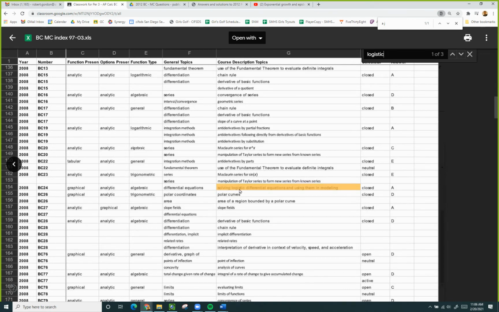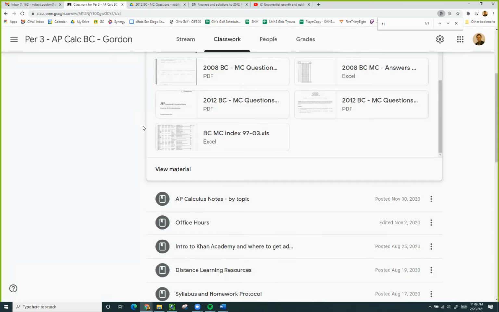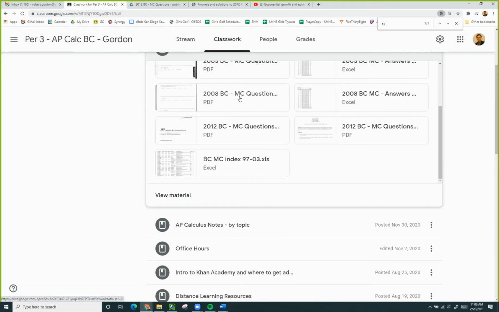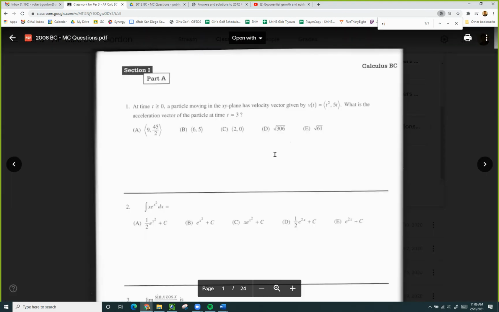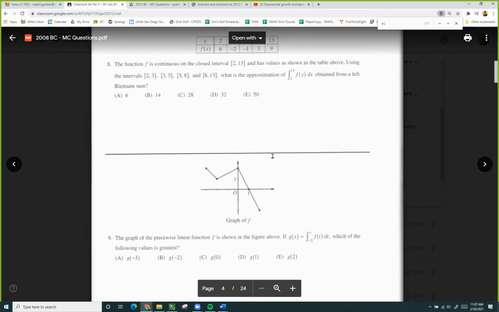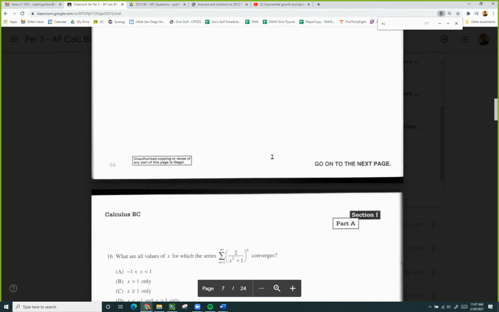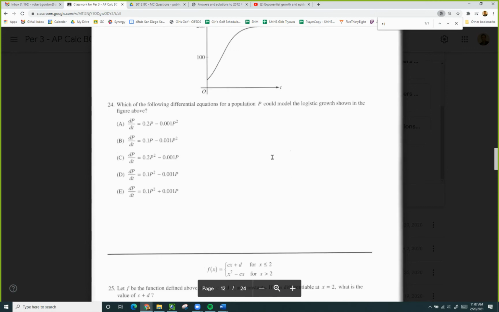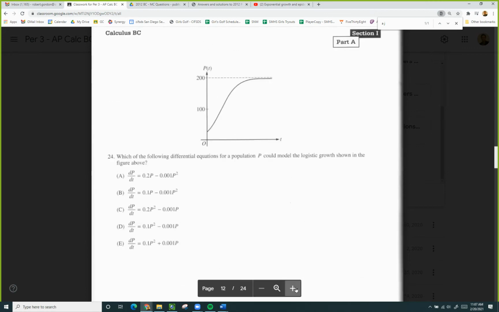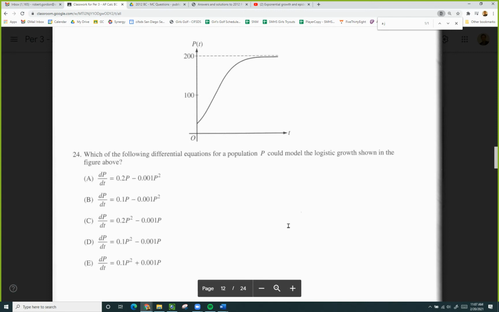You can find some extra ones. So, like in 2008 BC number 24. So here's one that looks different, but the concept is the same. We only need to know the notes I gave you. If you know the notes I gave you, you can answer this question.